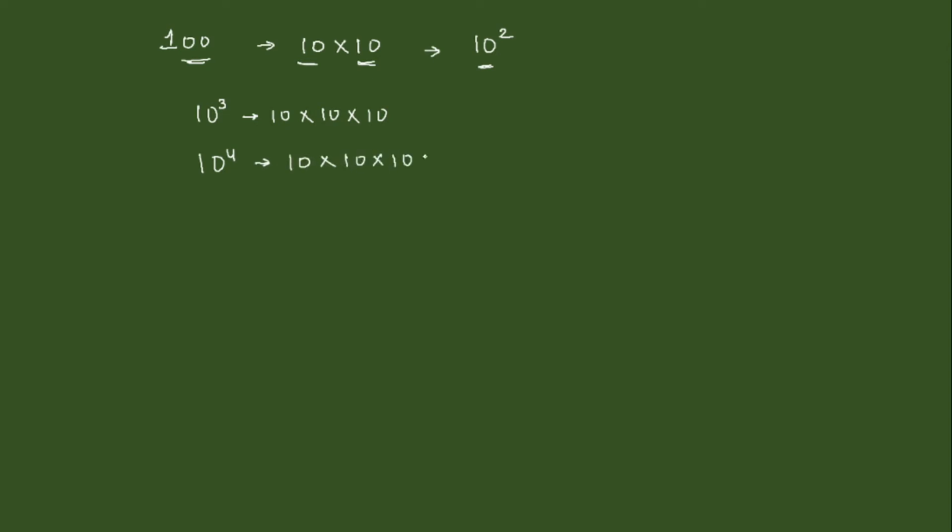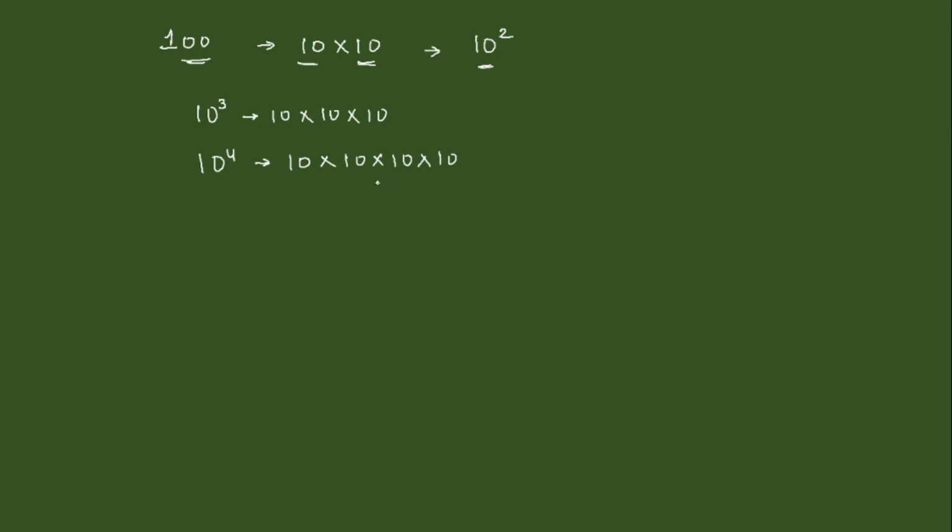Let's understand how exponents help us. Let's take a smaller number, 100. How can you write 100? 100 can be written as 10 into 10. In order to get 100, we multiplied two tens. So this concept of 10 into 10 can also be expressed as 10 raised to the power 2. What does this mean? This means that we multiplied this number 2 times. In a similar way, we can write 10 raised to the power 3. This means that 10 is multiplied 3 times. Similarly, 10 raised to the power 4 means 10 is multiplied 4 times.